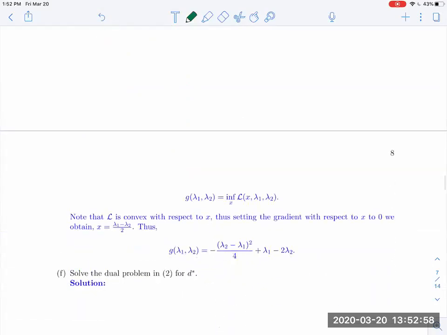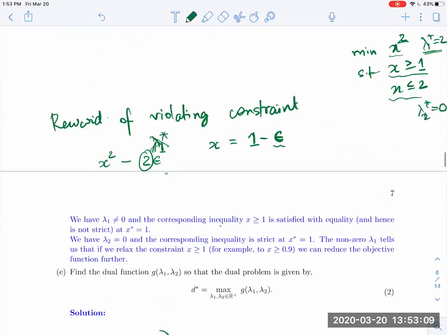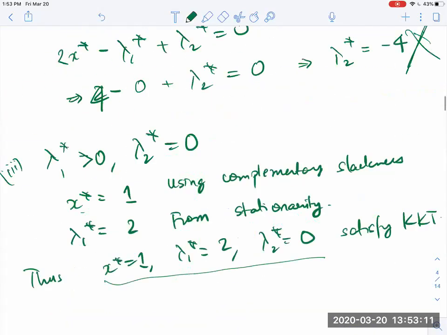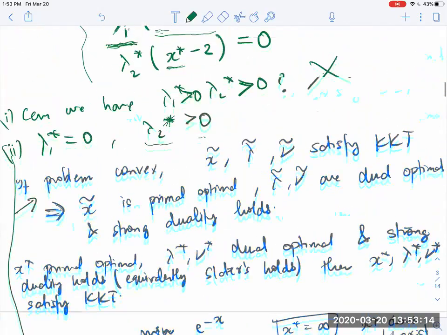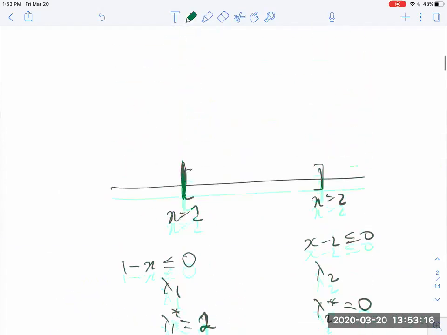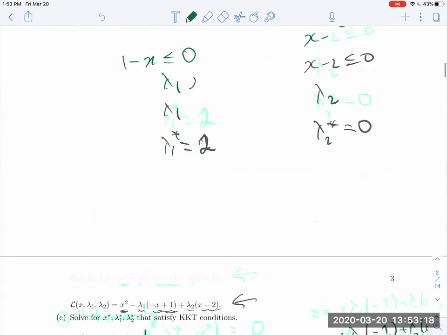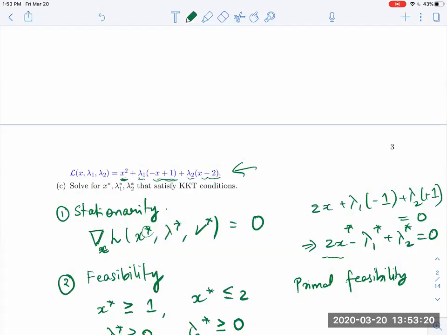So this part I will just go over the solutions because this is something you have seen before. It's written inf, but you can think of inf as min. So min over x of the Lagrangian L(x, lambda 1, lambda 2), going back to the Lagrangian which we found here. Is your Lagrangian convex in x? The answer is yes.